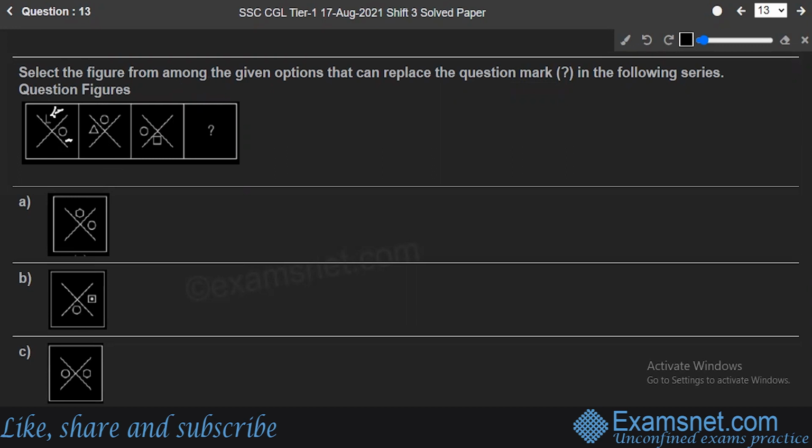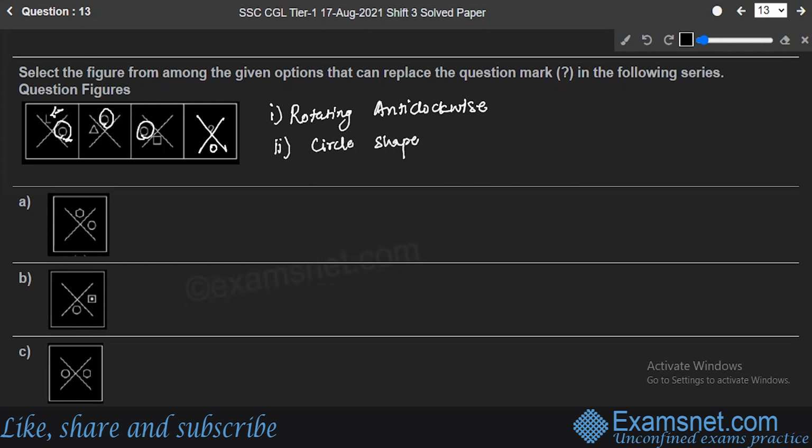See, in all the three figures, the series is rotating anti-clockwise. This is the first thing. And the second thing is the circle remains the same. Like the shape of the circle does not change. Circle remains a circle. It is at this position in the first figure. The second one, it's this. And the third one is at this position. And of course, the fourth one will have an X. The fourth will have the circle at this position. So the circle shape does not change.